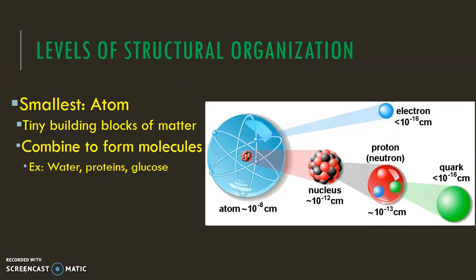Our smallest level is going to be an atom. Atoms are tiny building blocks of matter. They combine to form different molecules that are found in your body. For example, some common ones would be water, proteins, or glucose, which is blood sugar.